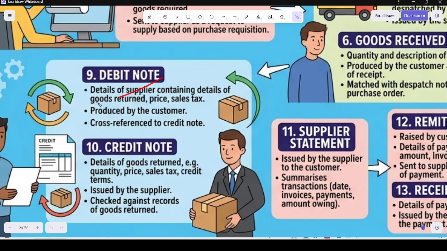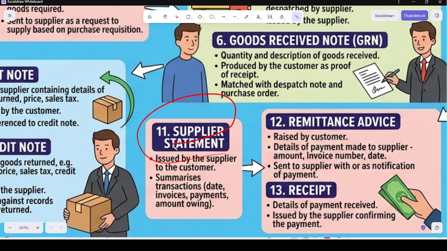Then the next one is about the debit note. Debit note is information about the goods that are being returned. Against the debit note and against the goods returned, the supplier issues a credit note, reducing the payables of the customer. Supplier statement. Supplier statement is the account of the customer in the journal of the supplier, which summarizes transactions with the customer, like date, invoice, payments, and amount.